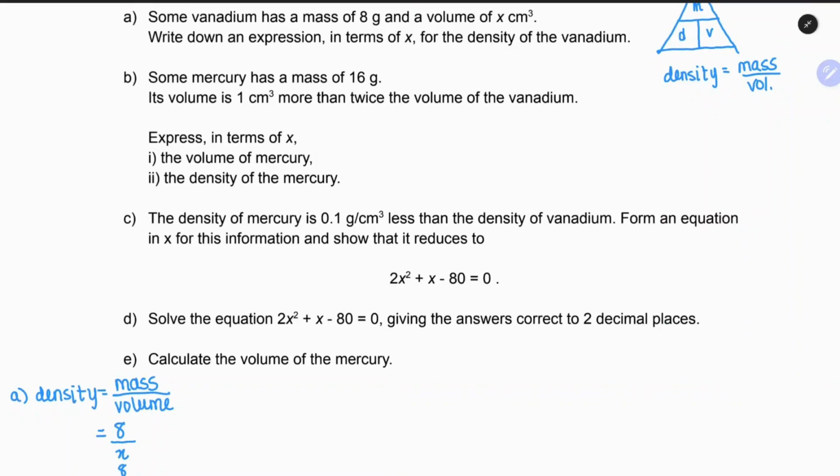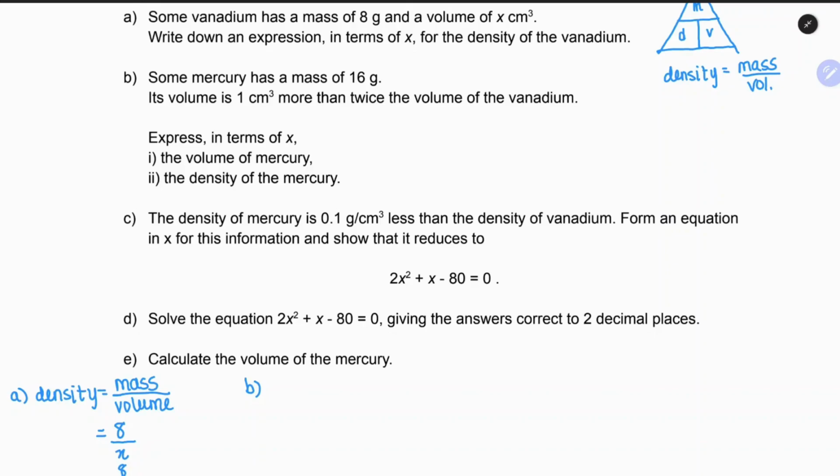And then B now says some mercury has a mass of 16 grams. So this was of the vanadium. Now we're talking about mercury. So it has mass 16 grams. It has a volume that is 1 cubic centimeter more than twice the volume of the vanadium. Interesting one. It's a change from just adding or subtracting. So now we are to express in terms of x the volume of mercury.